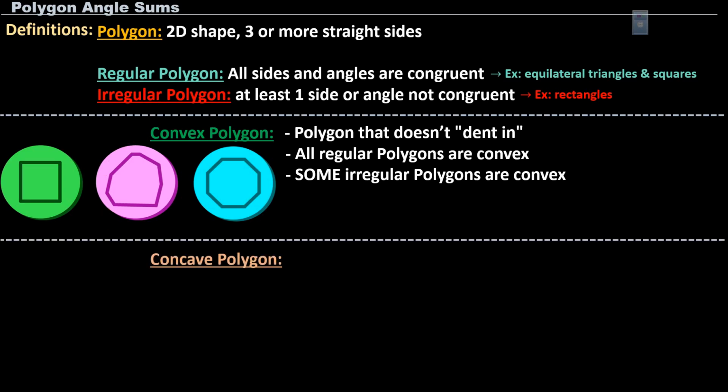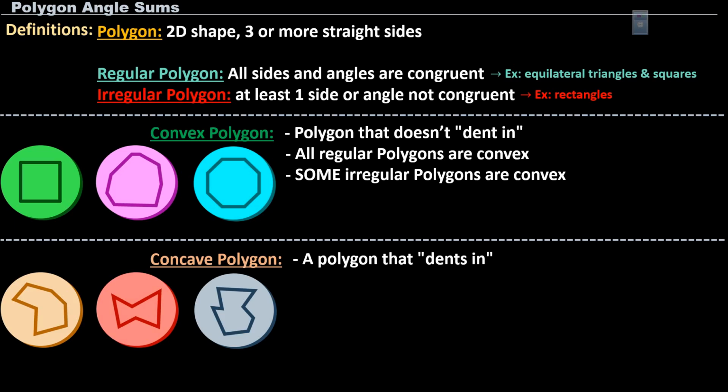The other type of polygon is a concave polygon. And a concave polygon is a polygon that dents in. So if we look at these shapes, everywhere on them is a point that you can look at and say, well, this is denting into the shape. It almost looks like somebody took a baseball bat to it and dented the shape inwards.